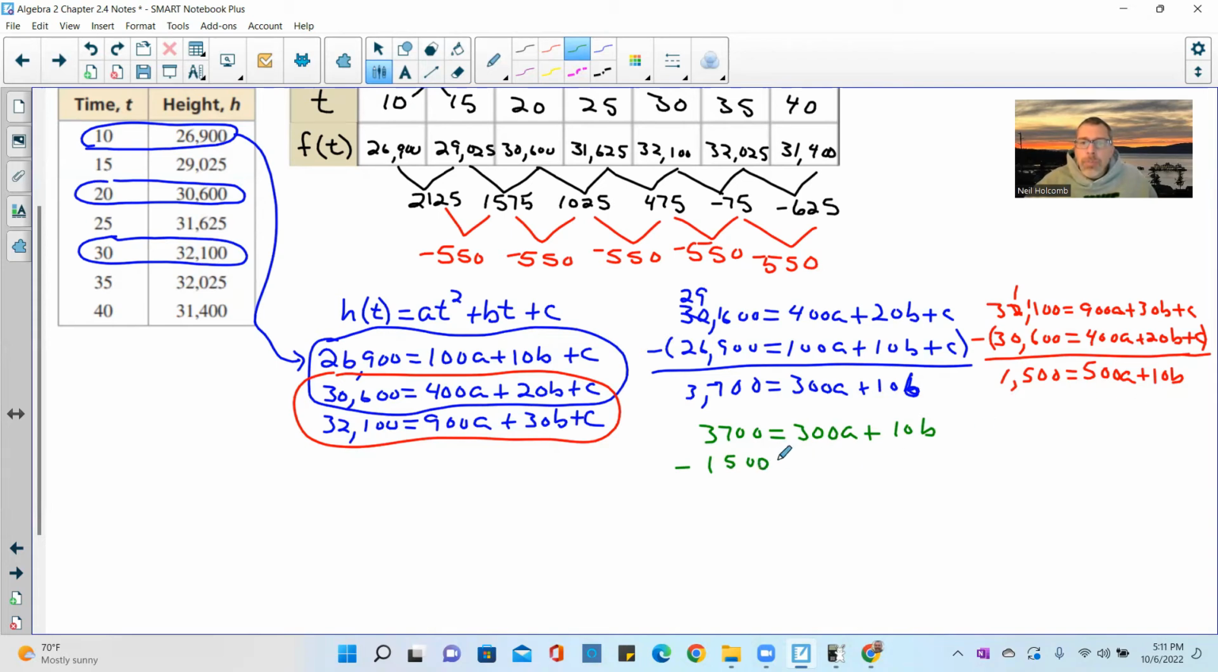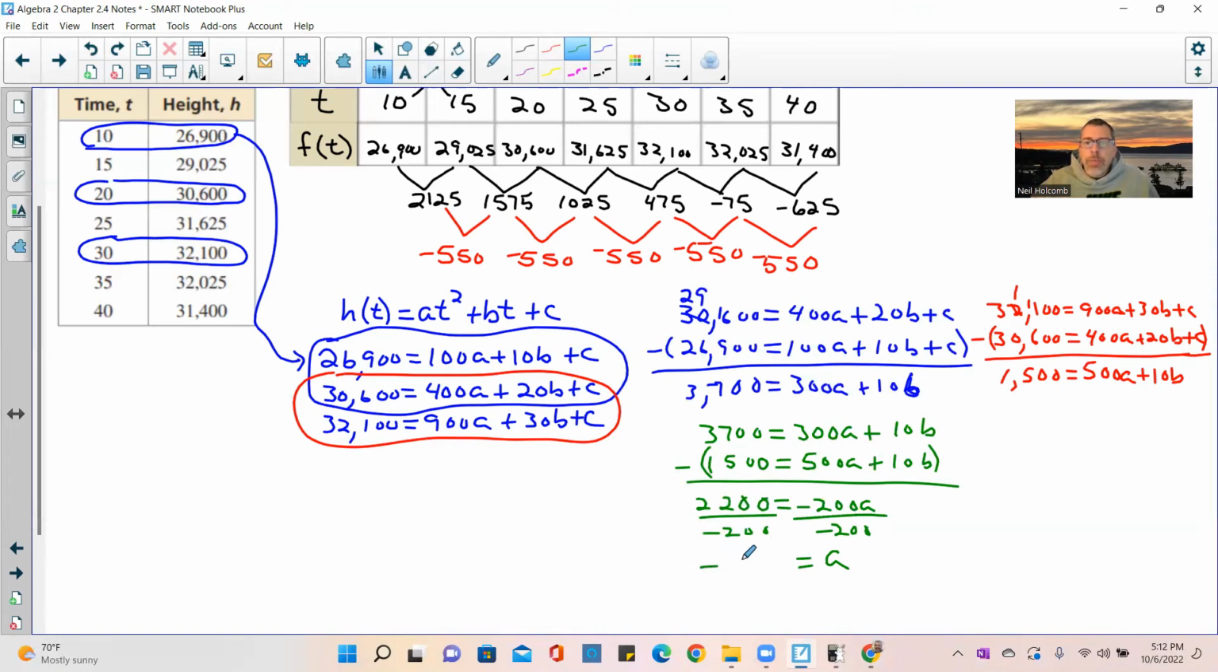So you always want to make sure there's something that's going to cancel. So this is going to be 500a plus 10b. So we're subtracting this whole second equation. And we're going to get 2,200 equals 300 minus 500 is negative 200a, and the b's cancel. Divide both sides by negative 200 and we find a. A is going to equal a positive divided by a negative is negative. These zeros cancel. 22 divided by 2 is 11. So A is negative 11.